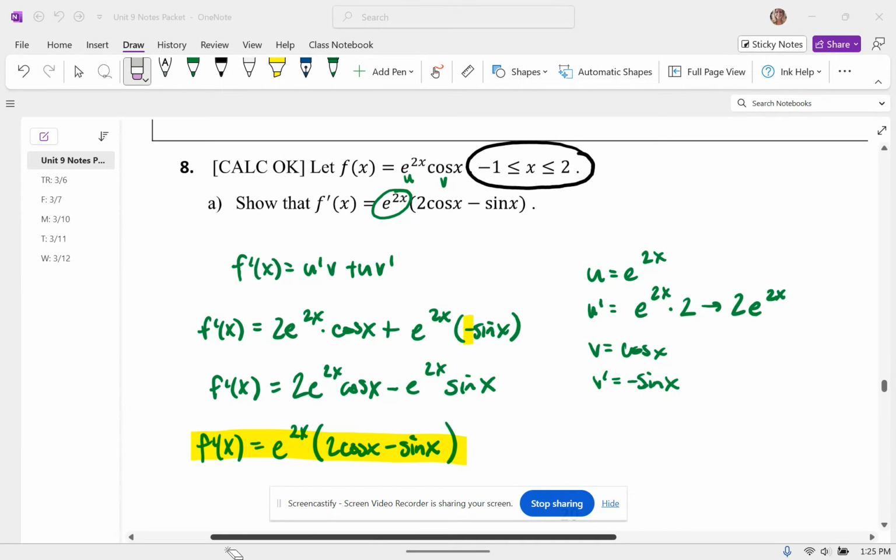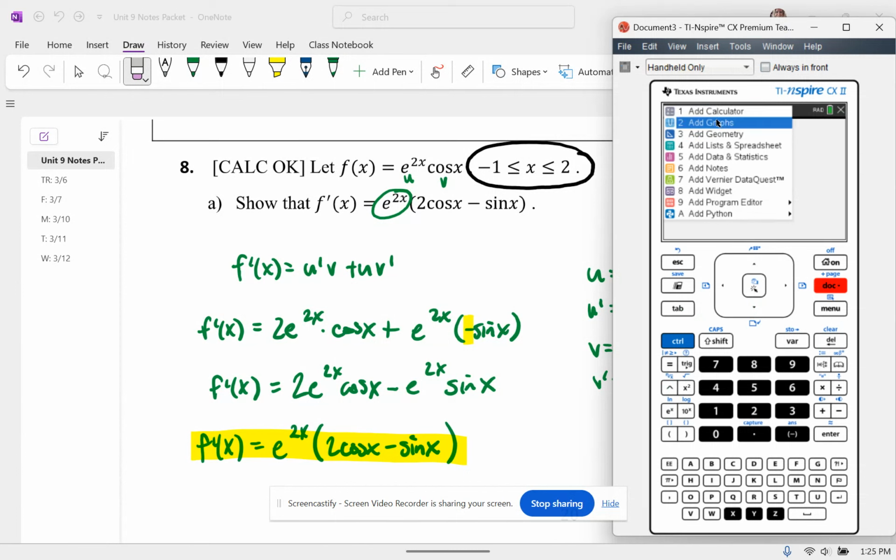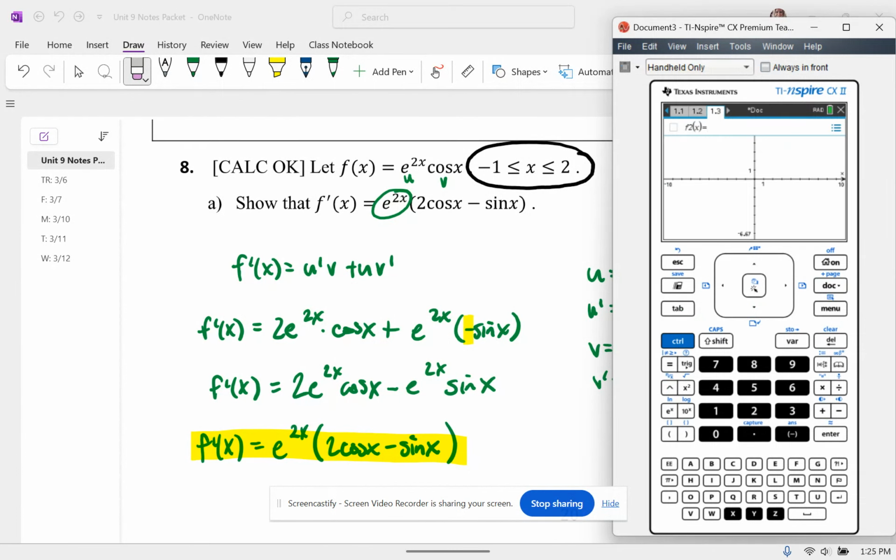So let's look at the picture. Here, there's a great opportunity. Let's graph the original on our calculator and see what it looks like. Okay, so from negative 1 to 2, 0 has only one output and it is 1.